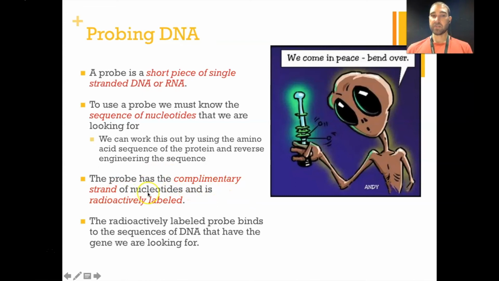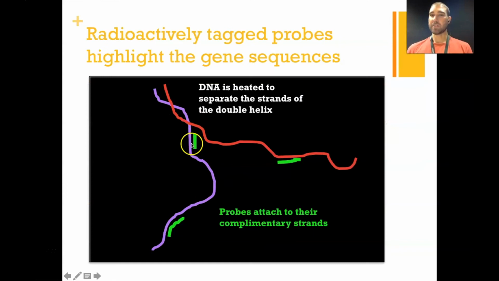The probe will be a complementary strand of DNA nucleotides, and it's also radioactively labeled. Now the reason why we radioactively label it is because then we can identify if it has been attached to the DNA, and we can see where that's happened in cells. So here's our probe. It's radioactive, so we can see it using particular photography techniques. We heat up our DNA, we chuck in our probes that are radioactively labeled, and they'll attach to the complementary strands, and we can see where they are on the genome.